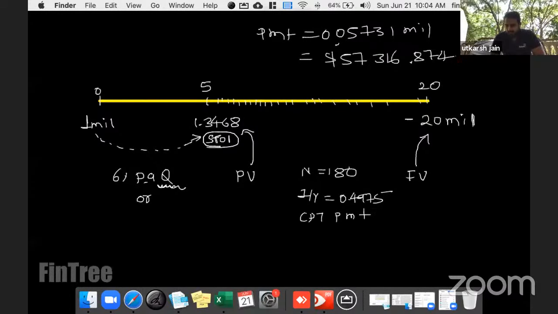Yeah, so rounding off mistake can be avoided if you learn to store the numbers in the calculator so that you don't lose all the decimals.